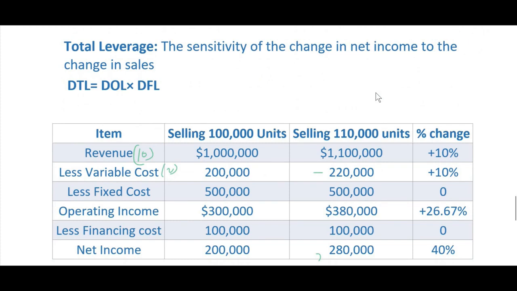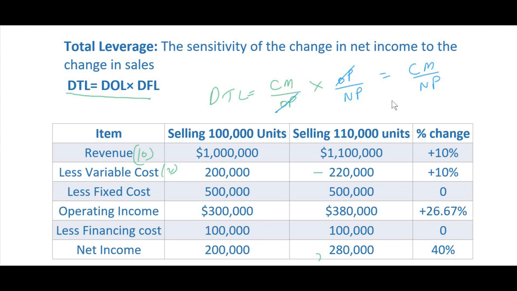Now the total leverage. Total leverage basically combines both the leverages, that is DOL and DFL. So DTL is equal to DOL into DFL. If I open up the formula, the formula for DOL was contribution margin divided by operating profit, and the formula for DFL was operating profit divided by net profit. These two cancel out, and I get contribution margin divided by net profit as my formula.